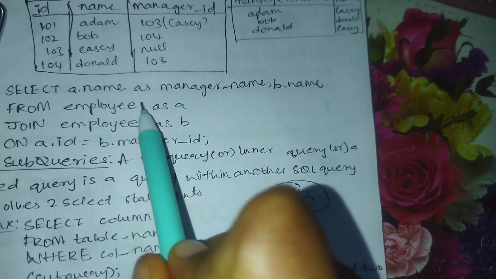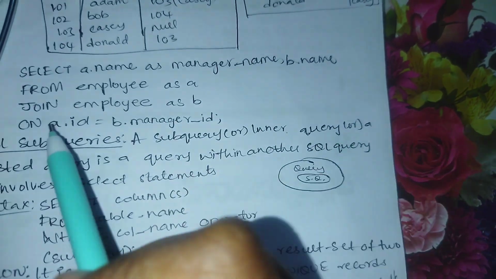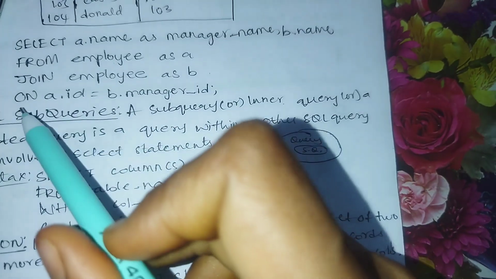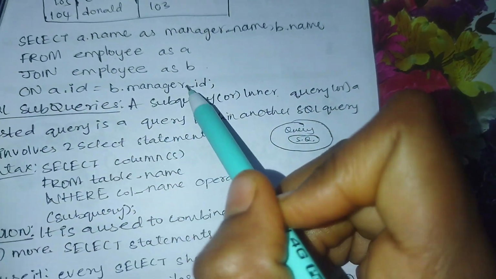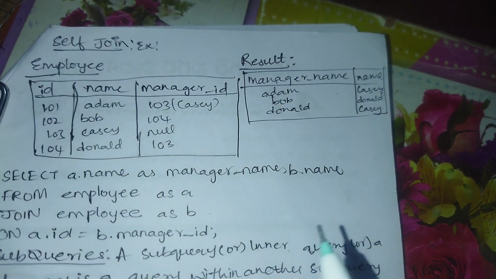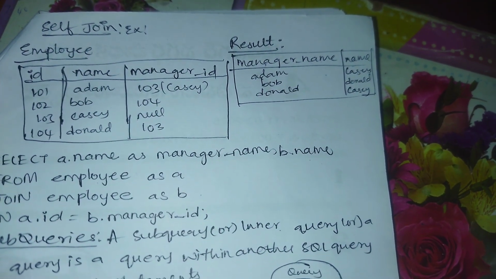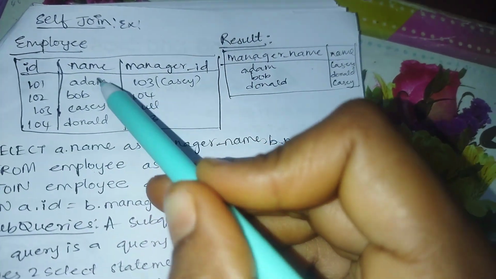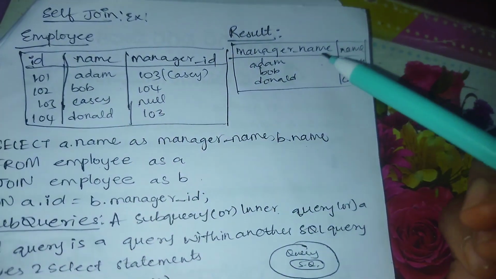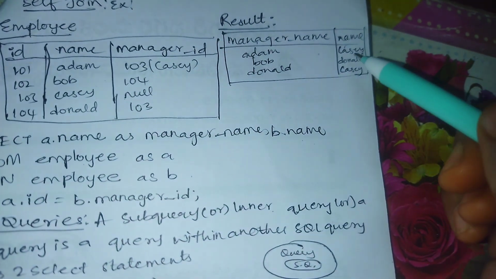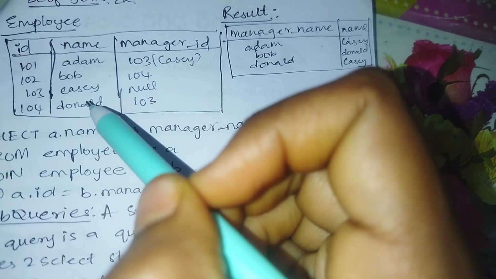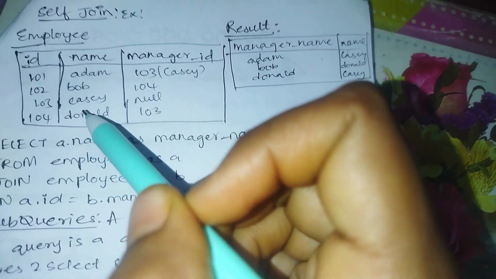Select A.name, B.name as manager name from employee table as A, joining the employee table as B on A.ID equals B.manager ID. This is the code for the self join. Name, manager name: Adam, Bob, Donald. For name, Cassie, Donald, Cassie. Joining the elements of the same table is known as a self join.